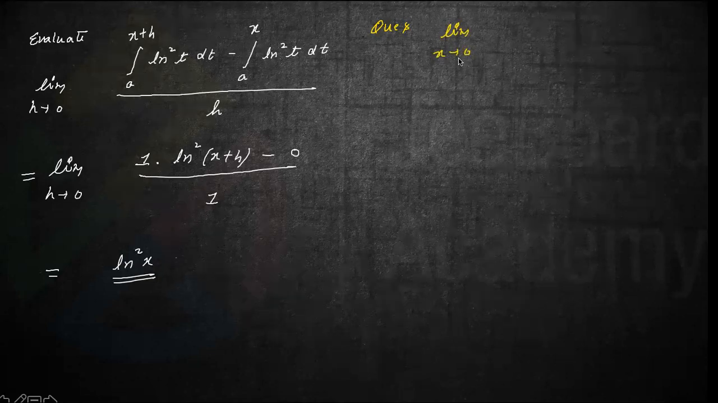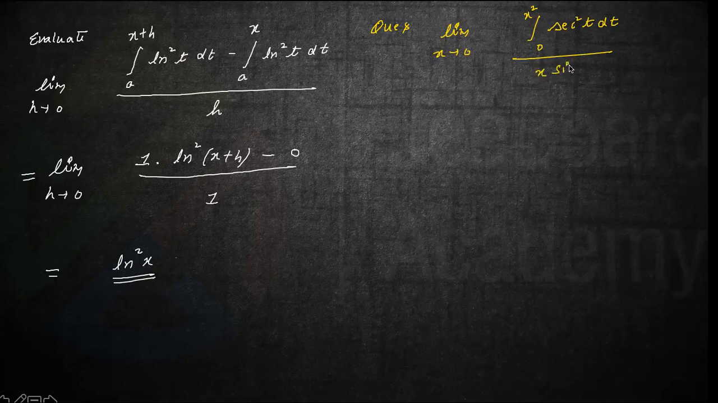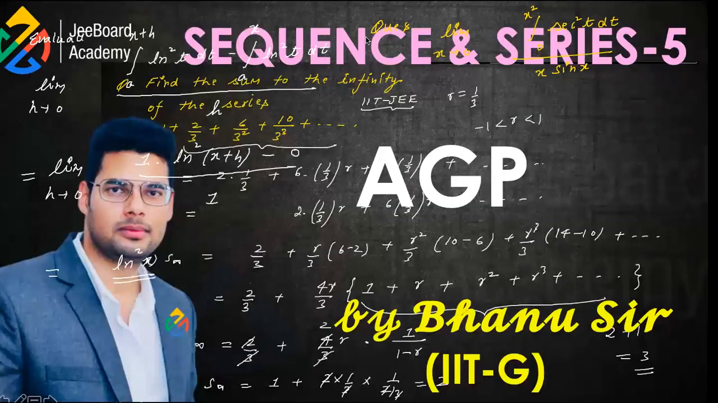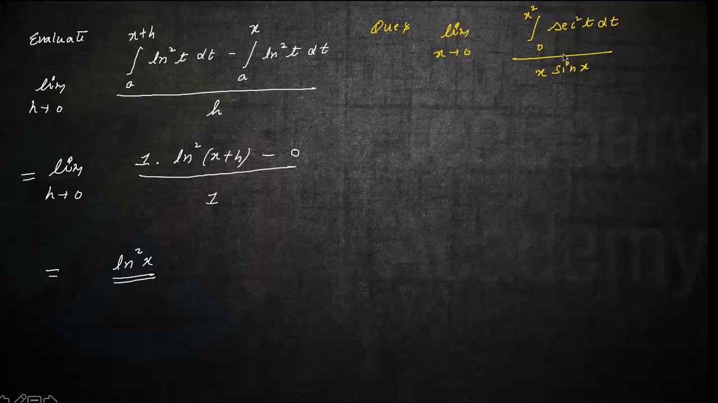So a similar question is: limit x tends to 0, integral from 0 to x square of sec square t dt, divided by x sin x. Find out the limit. So again, this is 0 by 0 form, right? It is 0 by 0 form when you put limit x tends to 0. So we'll differentiate and make use of the Leibniz rule.